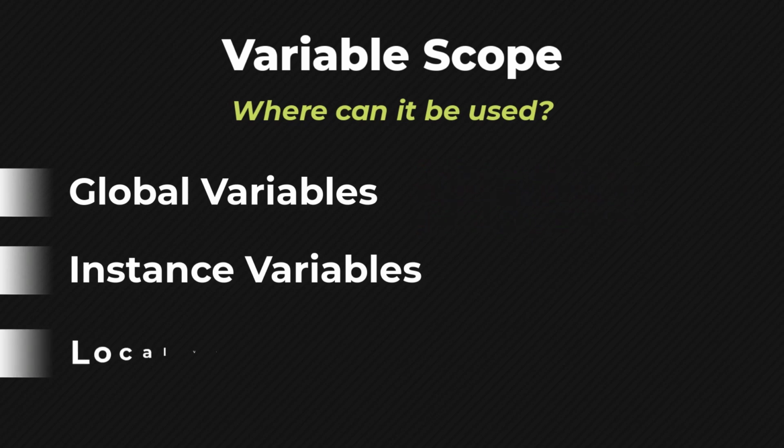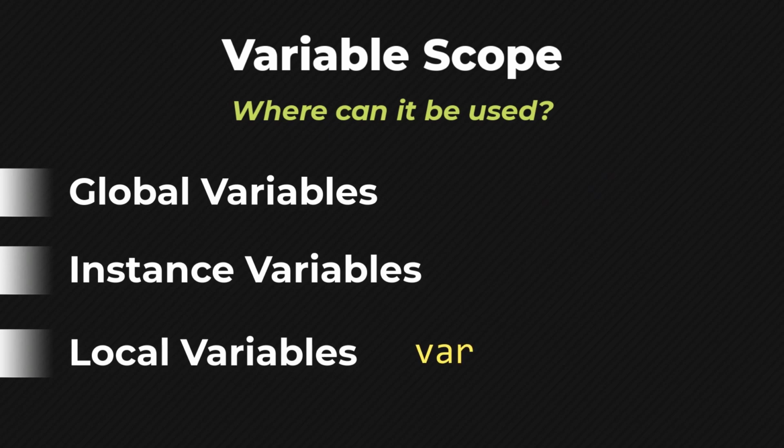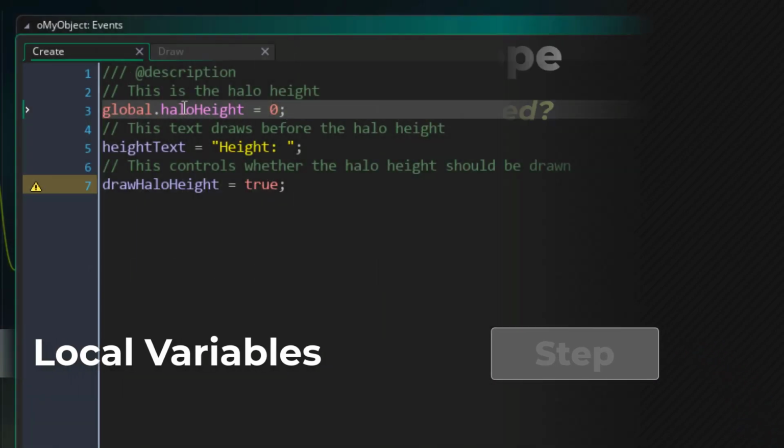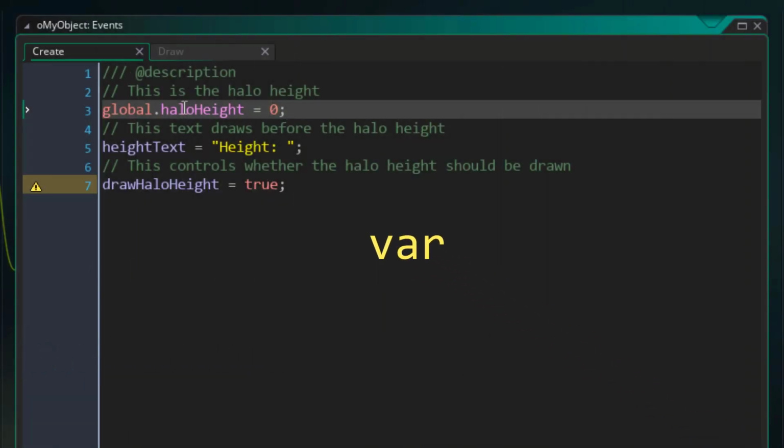Now we also have local variables. These are variables that are only available in one event. So let's say you create a local variable in the step event. You will only be able to use that variable within that step event, and after the event is finished, the variable will be deleted. To create a local variable, you need to use the var keyword.